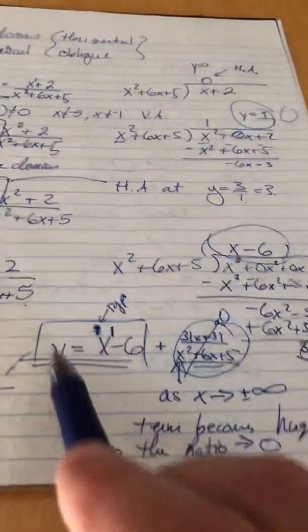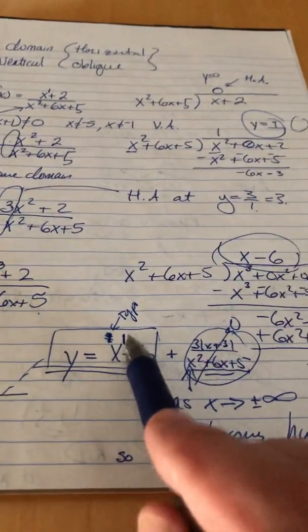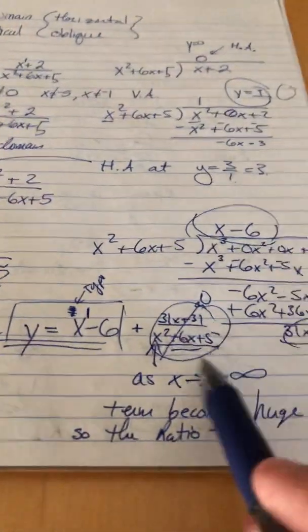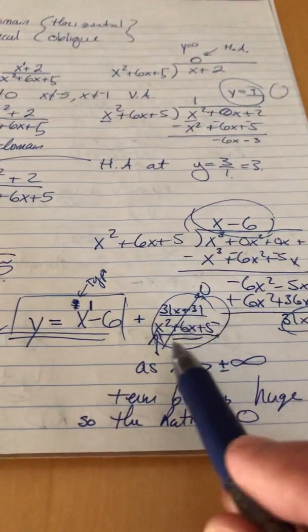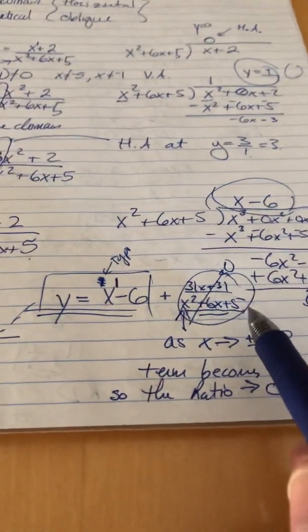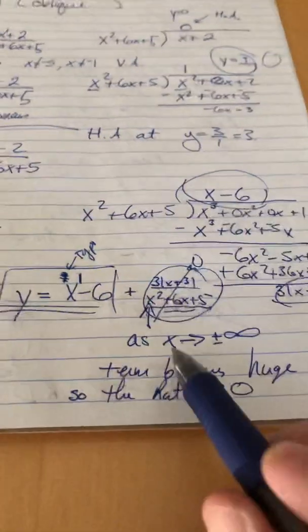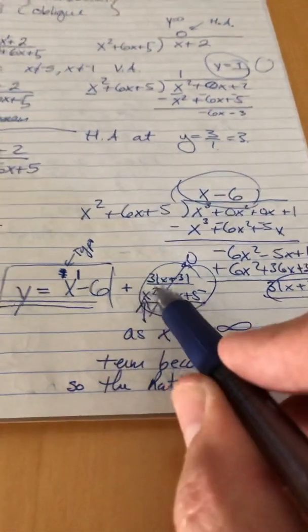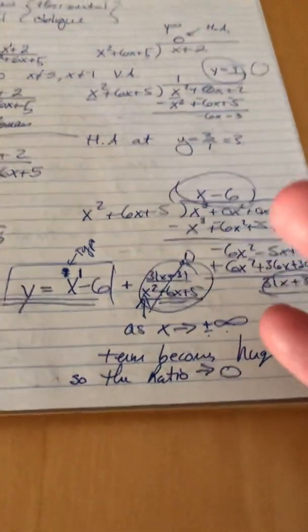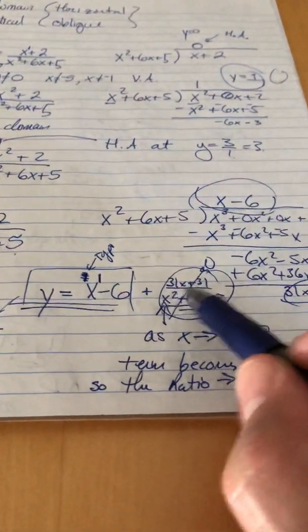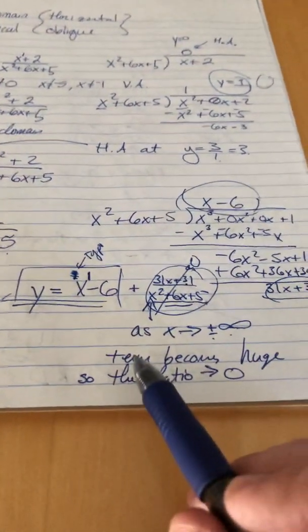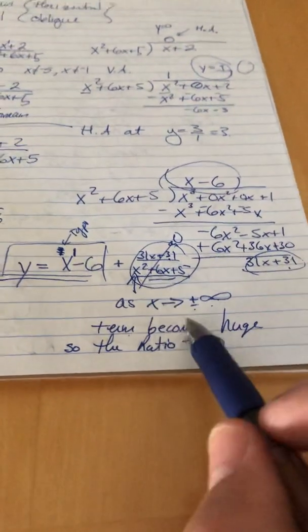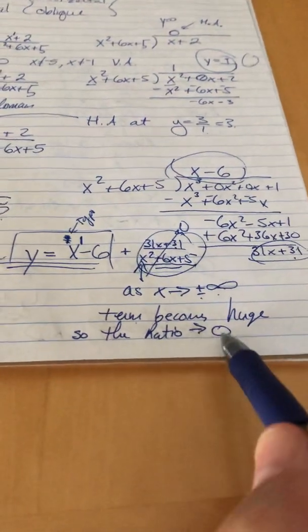Okay, so you've got the line y is equal to x minus 6, x to the first minus 6, because this degree is 1 larger than this one. And you get this remainder term, this 31x plus 31 over the x squared plus 6x plus 5. And what I'm going to tell you is that as x gets super big, positive infinity or negative infinity, and you square it, it even becomes larger. Its magnitude is massive in relationship to this numerator. And so what ends up happening is your term here becomes huge, and so the ratio approaches 0.